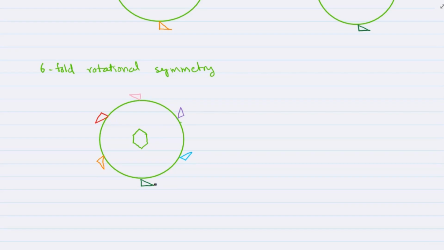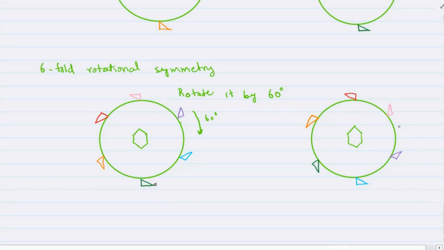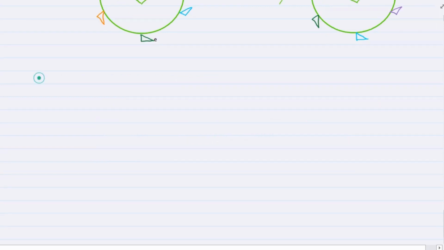Ignore color, they are just to distinguish between the rotated one and the previous one. So rotate it by 60 degrees and after the rotation of 60 degrees this shape will look like this. So it is exactly symmetric even inside and outside. In all manners this shape is symmetric even after the rotation of 60 degrees. So this is called six-fold rotational symmetry. So both of them are exactly the same.